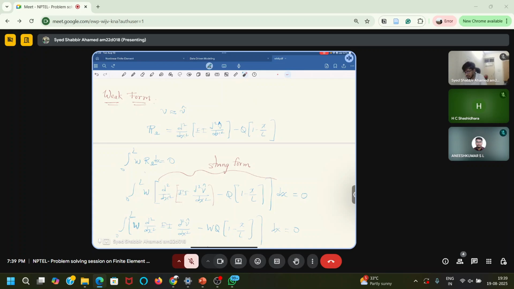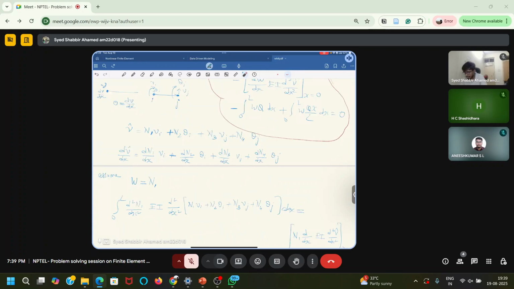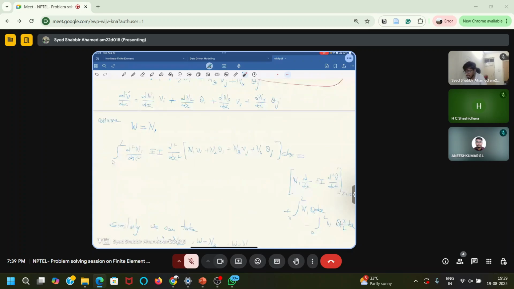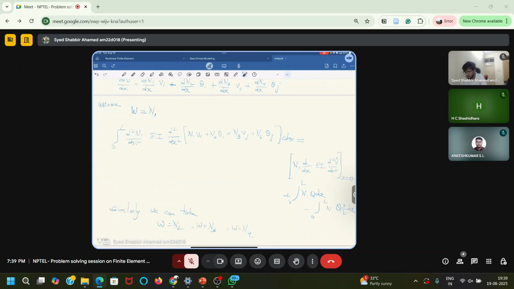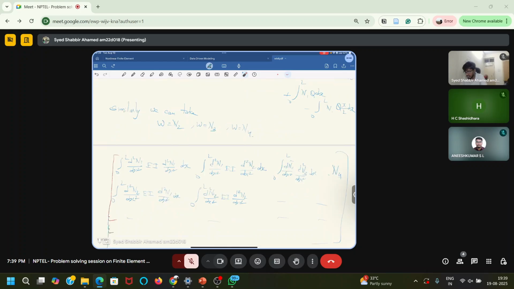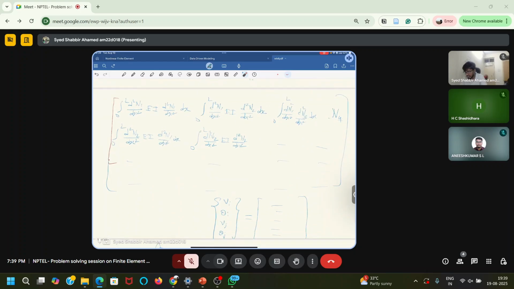And after getting the weak form, we are assuming a solution which satisfies the differentiability condition. And then after that, we are assuming the weighting function as the interpolating polynomials N1, N2, N3, N4. Each time I assume w equals N1, I'll get one equation, and I'll have four equations at the end. Those four equations, I can write them in matrix form.